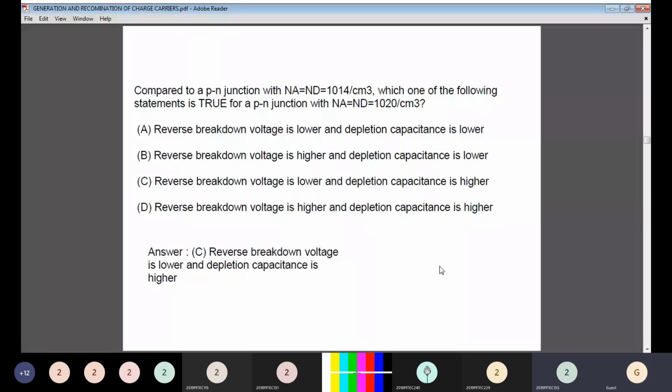Next question. Compared to a PN junction with Na and Nd concentrations of 10 to the power 14 per centimeter cube, which one of the following statements is true for a PN junction with Na and Nd equal to 10 to the power 20 per centimeter cube? The options are: reverse breakdown voltage is lower and depletion capacitance is lower; reverse breakdown voltage is higher and depletion capacitance is lower; reverse breakdown voltage is lower and depletion capacitance is higher; reverse breakdown voltage is higher and depletion capacitance is higher. The answer is option C: the reverse breakdown voltage is lower and depletion capacitance is higher.